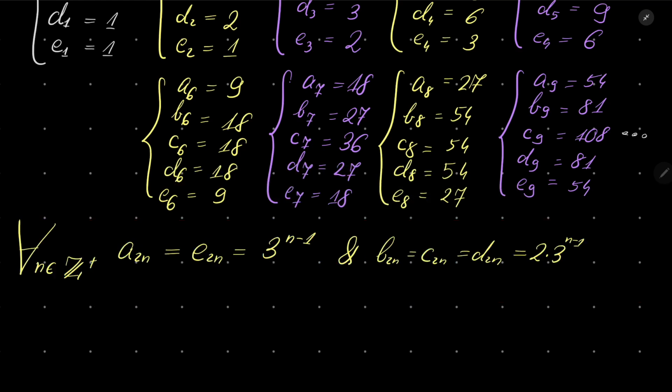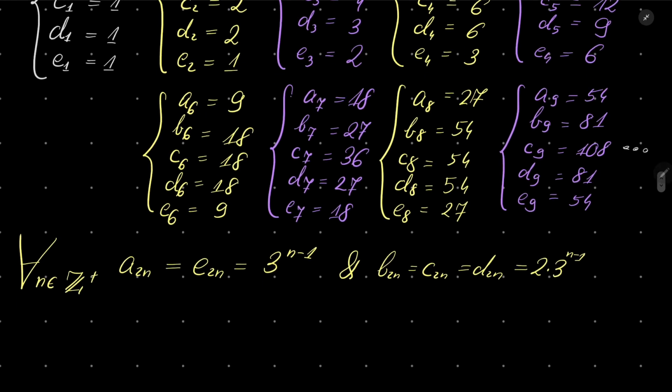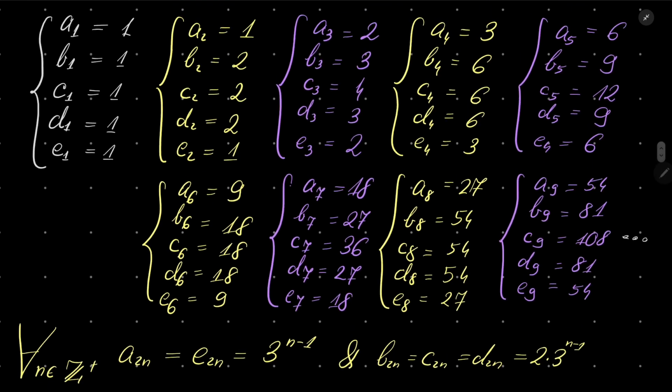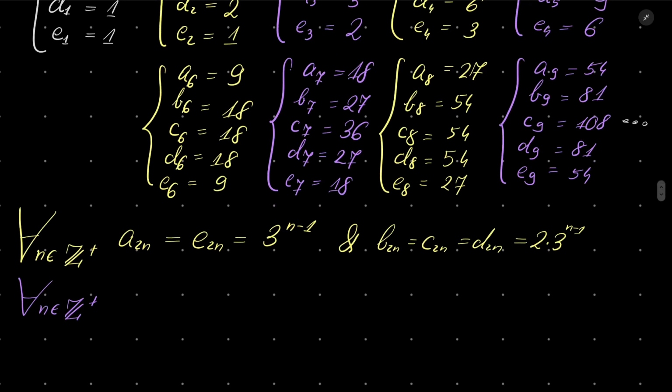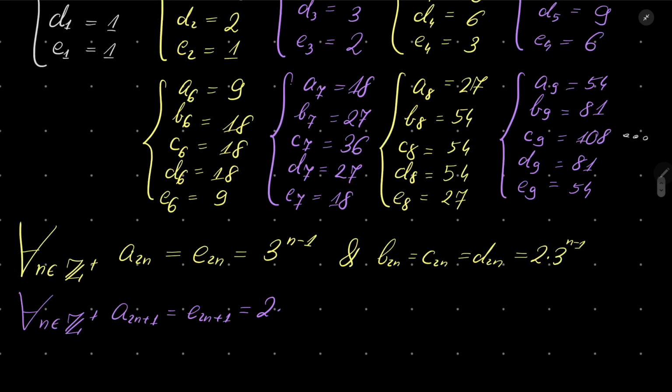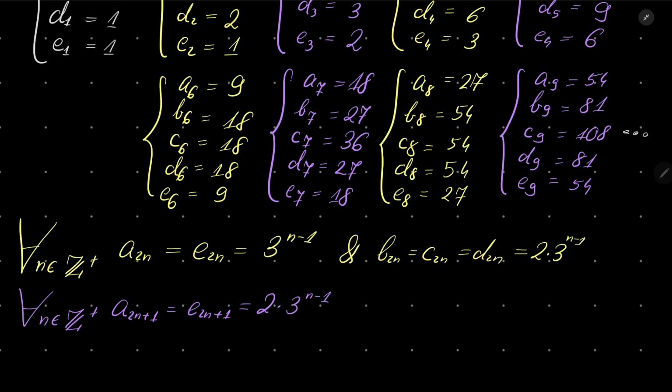And my second guess for odd indices. Well, what can we notice? Apart from the first terms, which is 1, 1, 1, 1, we have 2, 6, 18, 54. We are multiplying by 3 each time. So I guess that a2n plus 1 and e2n plus 1 is 2 times 3 to the power n minus 1. For example, for n equals 1, I have a3 equals 2.